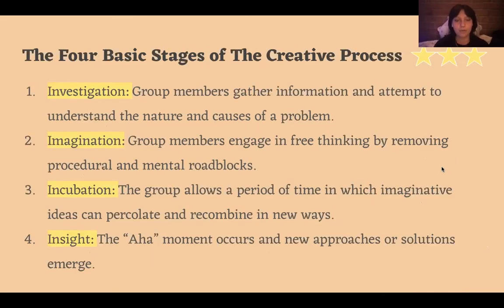And then my 4 basic stages to the creative process. So the first one would be investigation. This is when group members gather information and attempt to understand the nature and causes of a problem. This is the first stage of the 4 basic stages of the creative process. It's very preliminary. You're basically just gathering information and talking with your group members about the information, but not necessarily solving it yet.